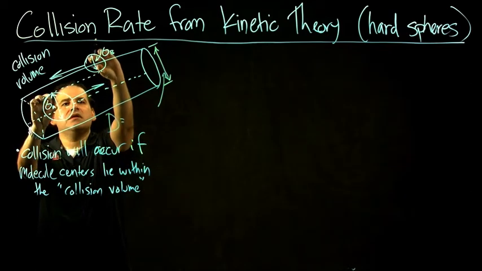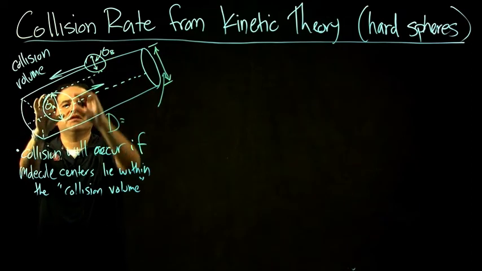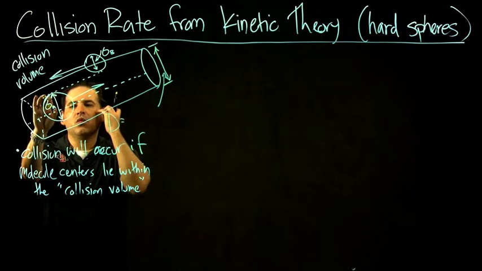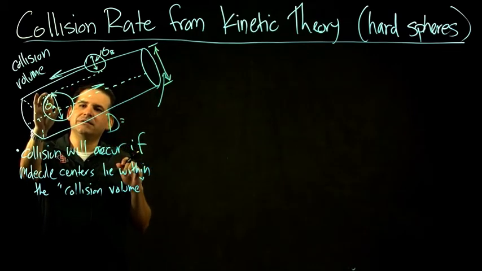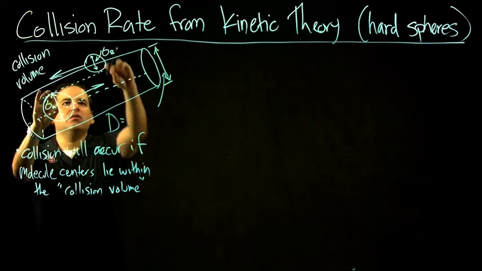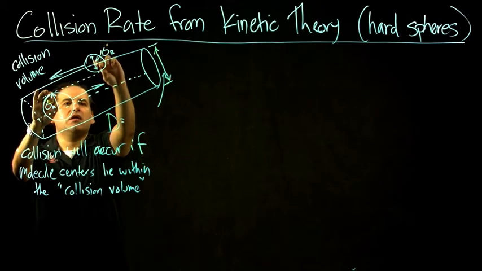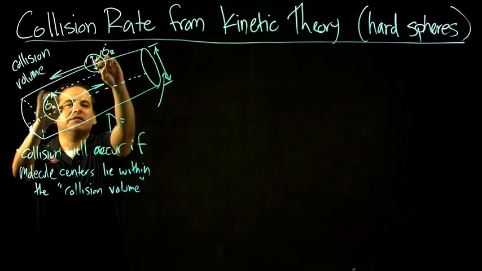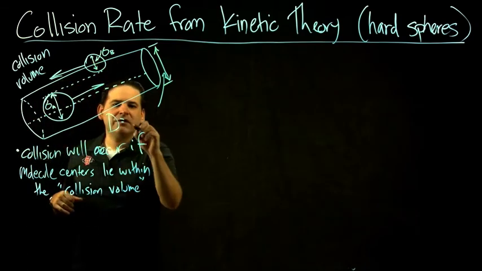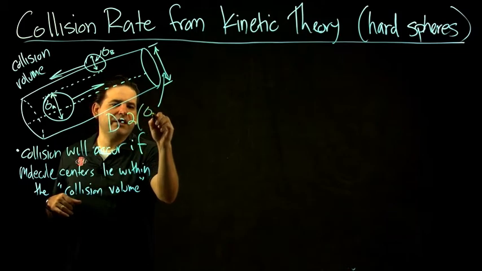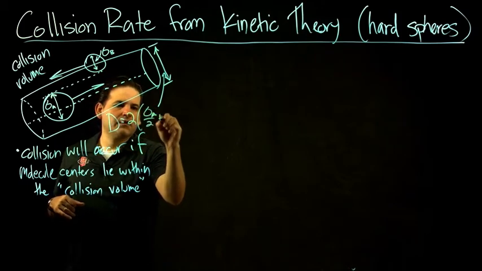So if this is the center of the axis of this cylinder, one part of the radius is this radius, and the rest of this, the distance where a collision will occur, is determined by this radius. So the diameter is related to the radii. This is the radius.